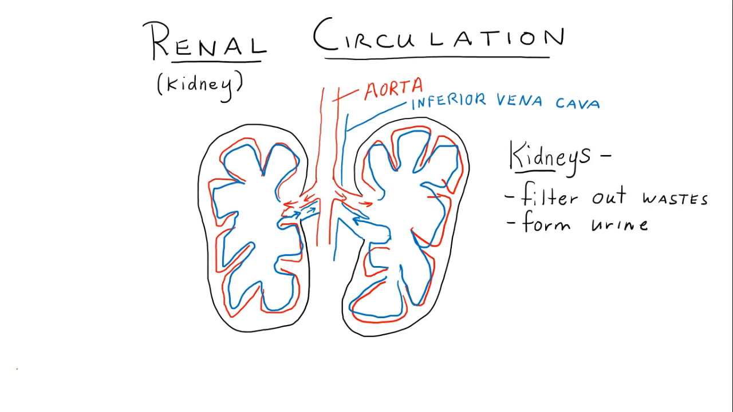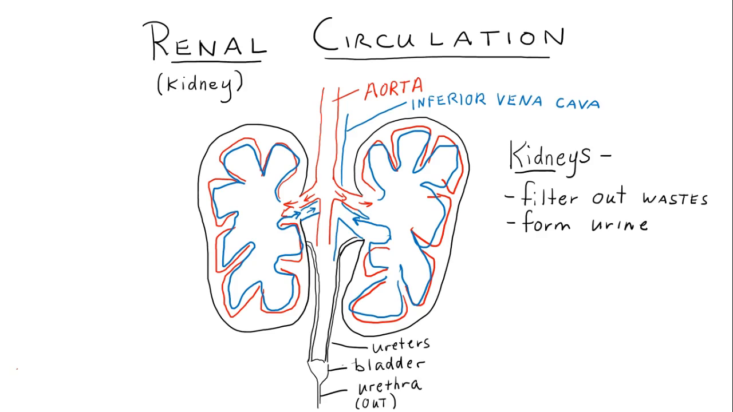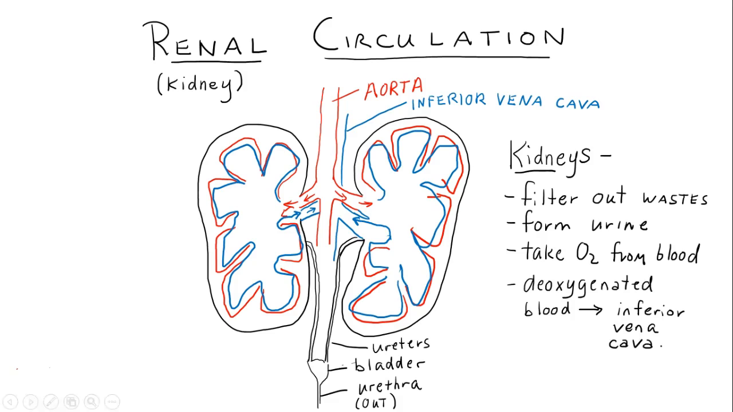So the kidneys are going to filter out wastes, and they form urine, which then enters these structures I'm drawing called the ureters. And the ureters carry the urine to the bladder where the urine is stored, and then the urine exits the body through the urethra. Okay, and so when the blood is going through the kidneys, they also take oxygen out of the blood, and the deoxygenated blood is going to go back to the inferior vena cava, as we mentioned.